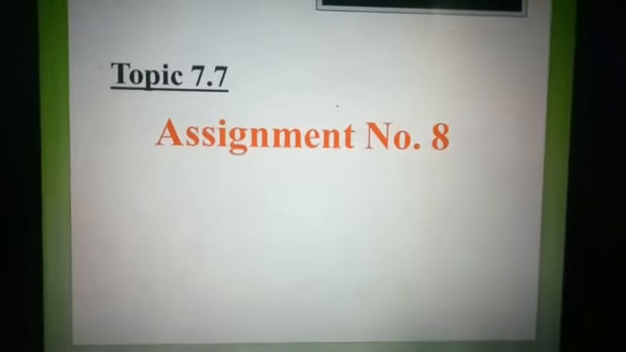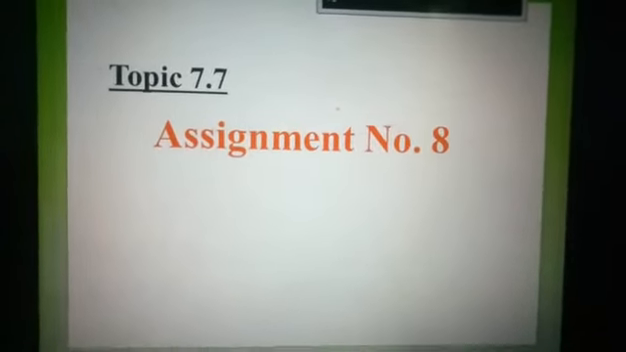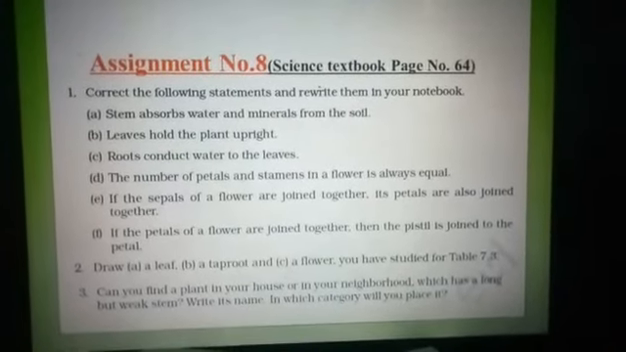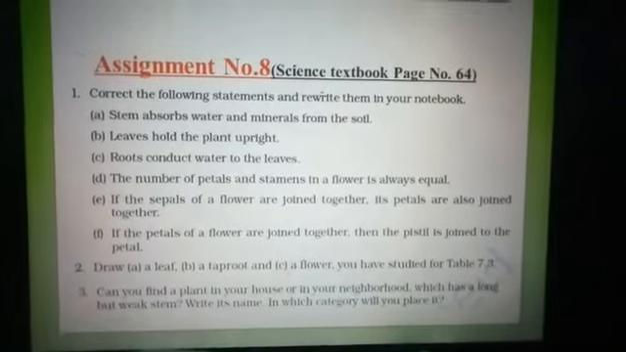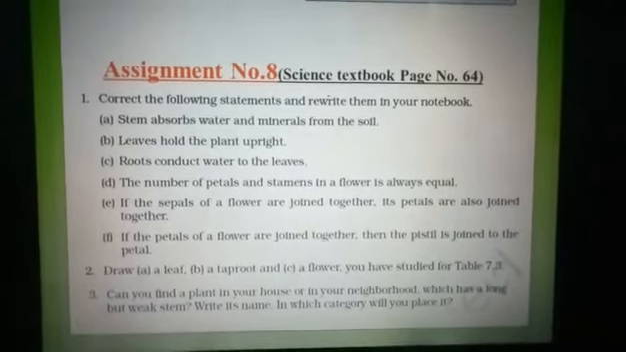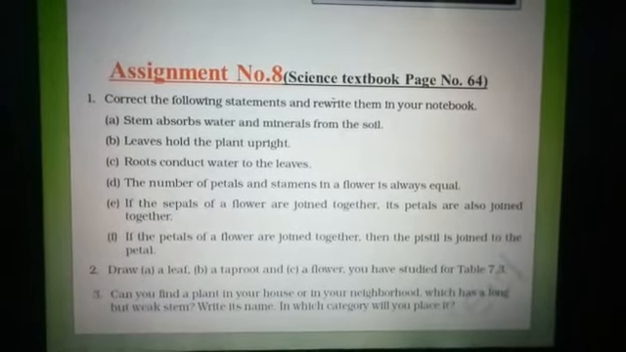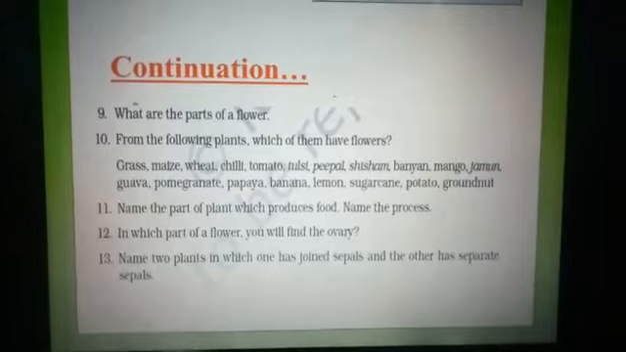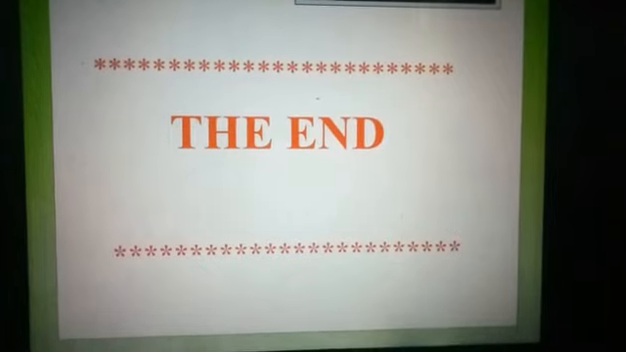And next we have topic 7.7, assignment, right? So this is our assignment. Do question number 1, 2, 3. All these questions are from your exercise questions, right, which is on page number 64, your NCERT science textbook. Question number 1, 2, 3, and then 9, 10, 11, 12, 13. Do all these question answers in your science notebook, and then submit in the group.